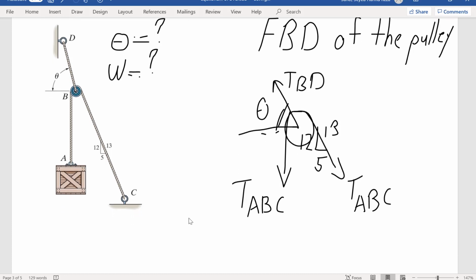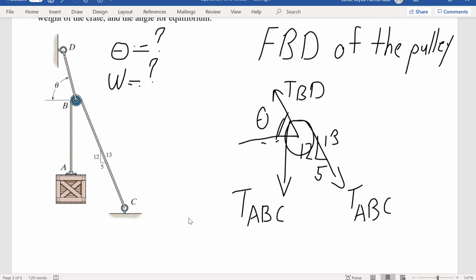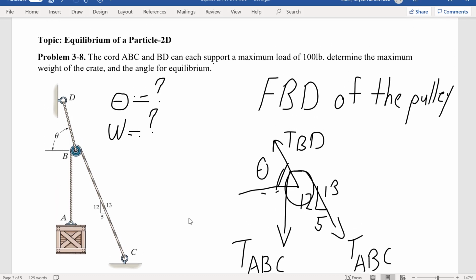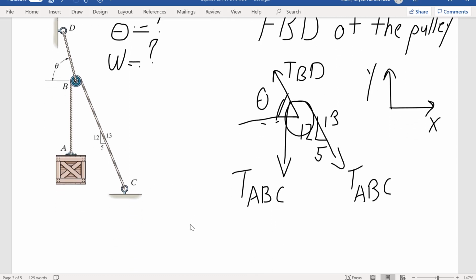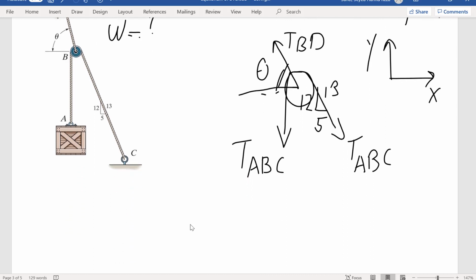So I need to draw my coordinate system. I'm going to use a Cartesian coordinate system, so we know what is x and what is y, and then solve for the unknowns. Because it's equilibrium, we have two equations: summation of forces in x equals 0 and summation of forces in y equals 0. So we're going to use these two equations.